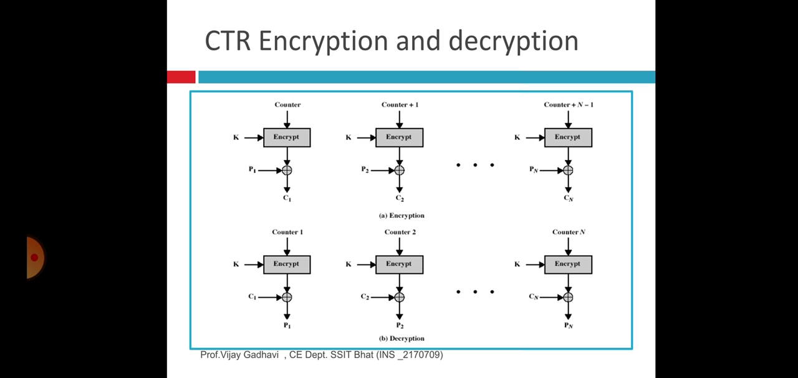CTR encryption and decryption. Here we can see in the diagram the counter is applied for encryption. K is used as a key. Then we get an output the same as for encryption. Counter 1 to n minus 1 processes are followed to encrypt some amount of data based on the counter.